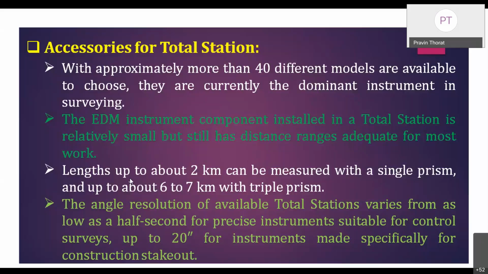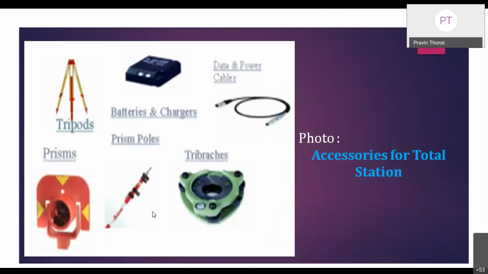The EDM component installed in the total station is relatively small but still has distance ranges adequate for most work. Lengths up to 2 km can be measured with a single prism and up to 6 to 7 km with a triple prism. The angle resolution of available total stations varies from half a second for precise instruments suitable for control surveys up to 20 seconds for instruments made specially for construction stakeouts.